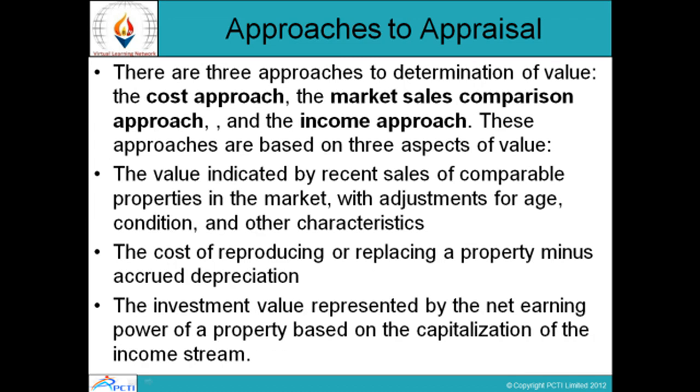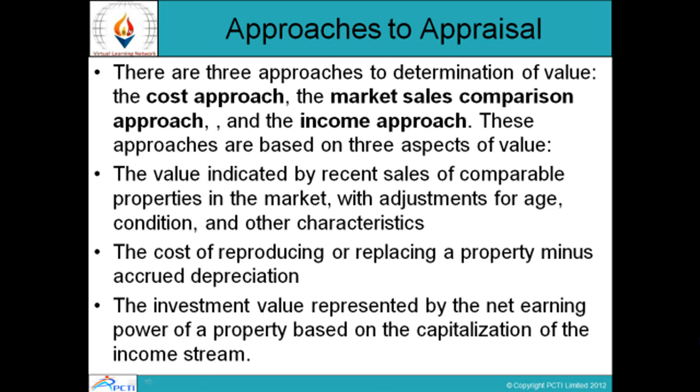Now, there are three approaches to analyze this kind of value. As we were already discussing, all these factors are summed up in three different approaches. The very first is the cost approach. Another is the market sales comparison approach. Another is the income approach. So these approaches are based on the three bases of value.